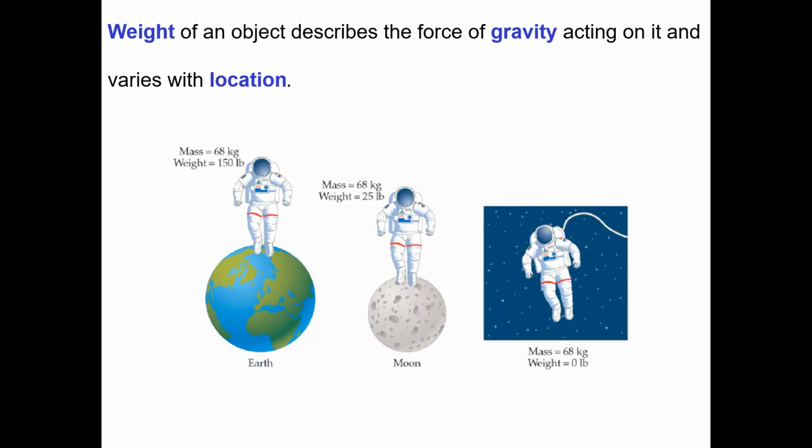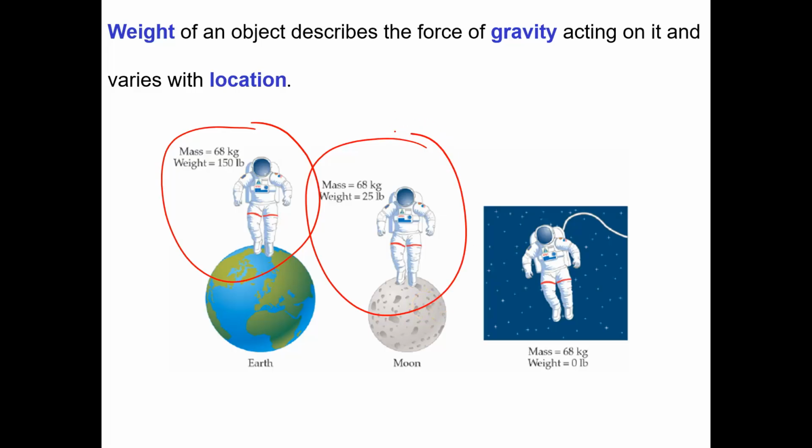The weight of an object describes the force of gravity acting on it. And because gravity varies with location, it's not so useful to chemists because we want a constant quantity. So a good example of weight varying with location is if we consider the weight of a person when they're on the Earth versus when they're on the Moon. And there's a difference of about 1/6. Obviously, the person has the same mass in both locations, but the gravity acting upon them is different.